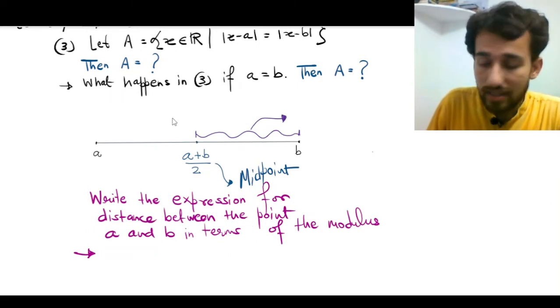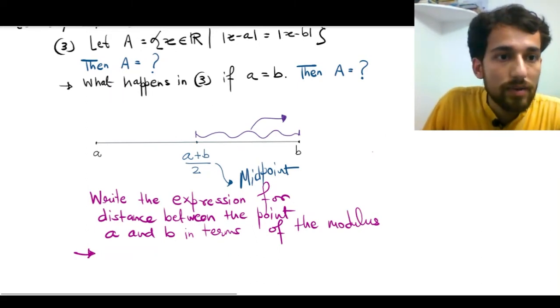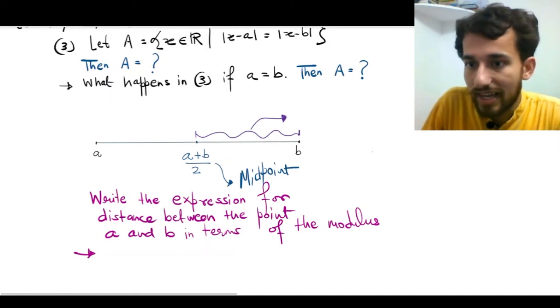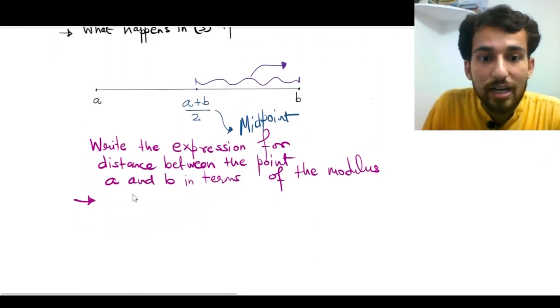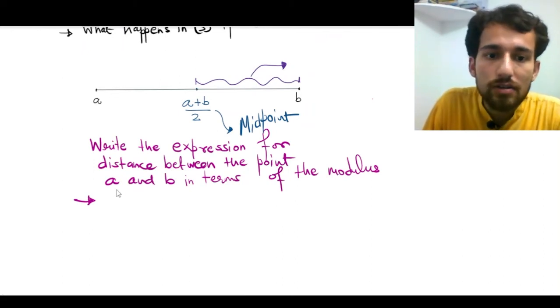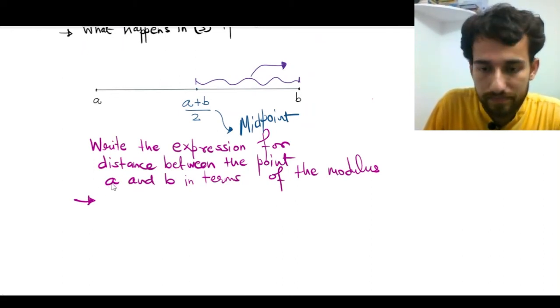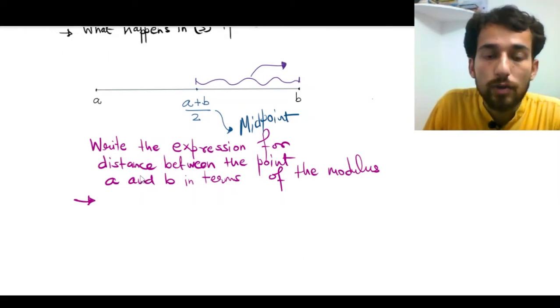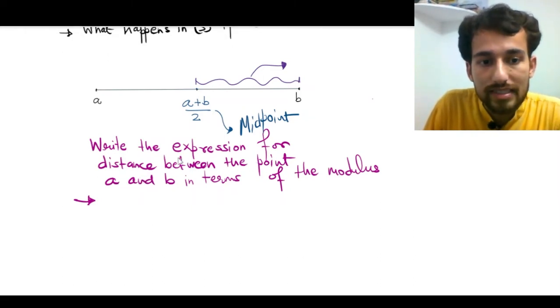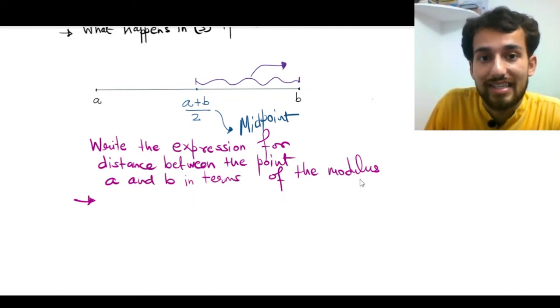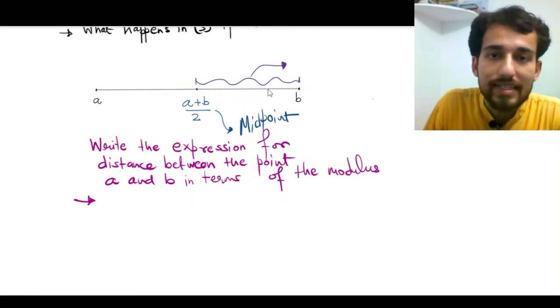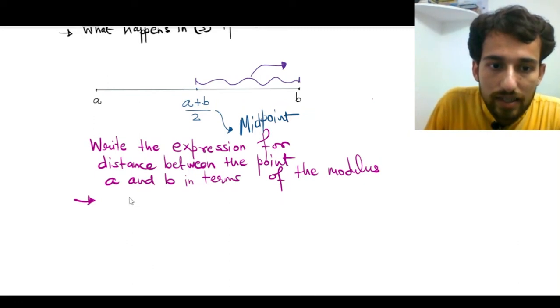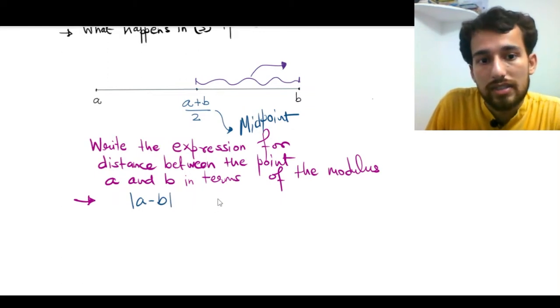Now here in this pink expression, I have asked a question to you that you should answer. आप वीडियो को पॉज करें और इसका आंसर ट्राई करें। I hope you paused the video. तो यहाँ पे मैंने क्या पूछा है कि write the expression for the distance between the points a and b in terms of the modulus function. a और b कोई भी दो क्वांटिटीज हैं, दो रियल नंबर्स हैं, तो इनके बीच का डिस्टेंस क्या है? अगर आप इसको मॉडुलस में लिखोगे तो a minus b और उसका मॉडुलस.